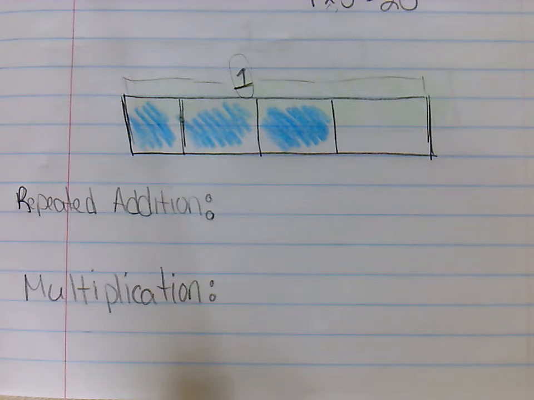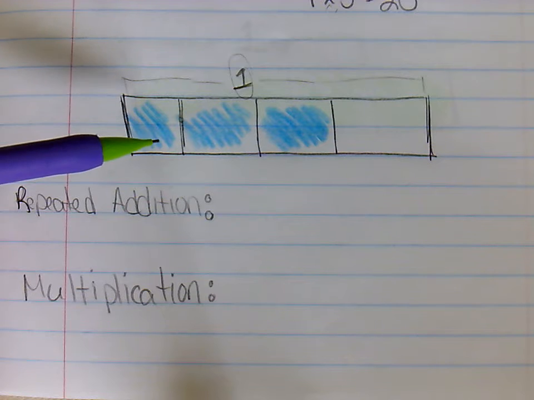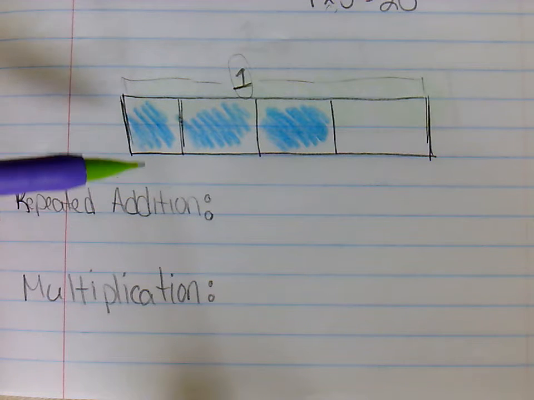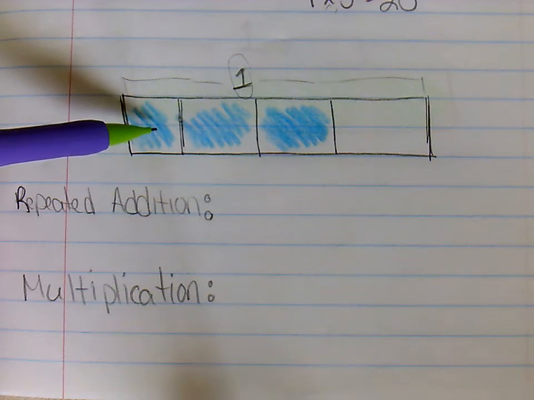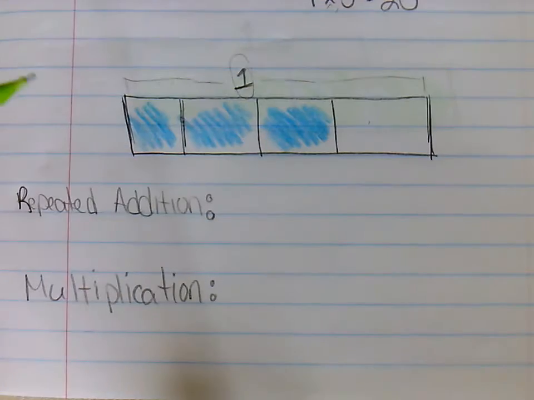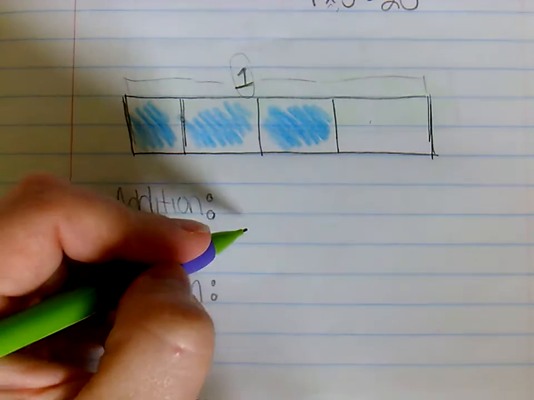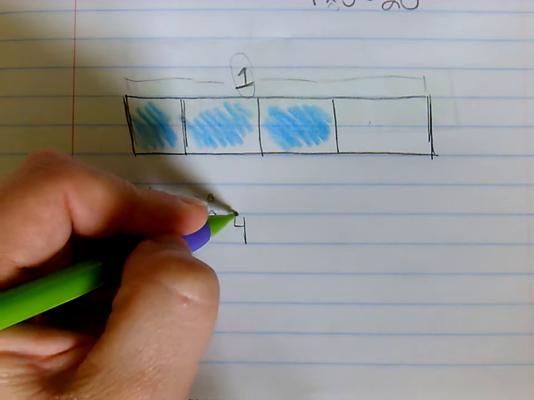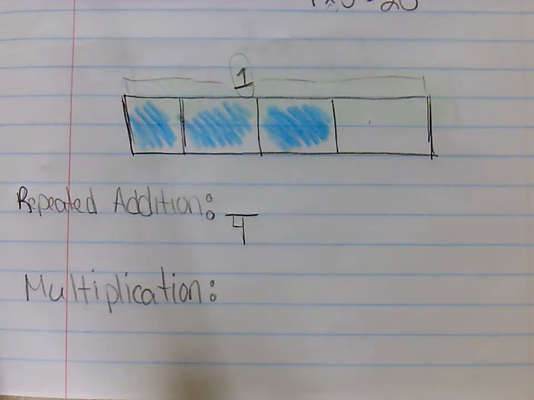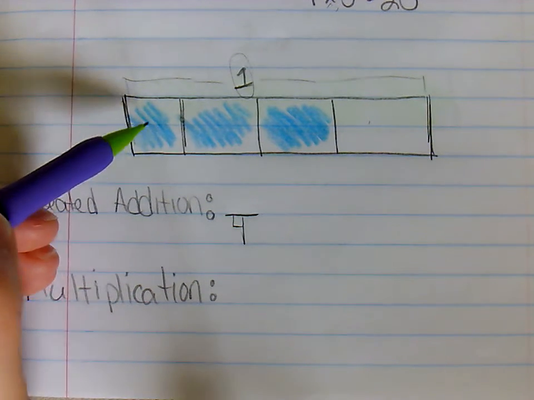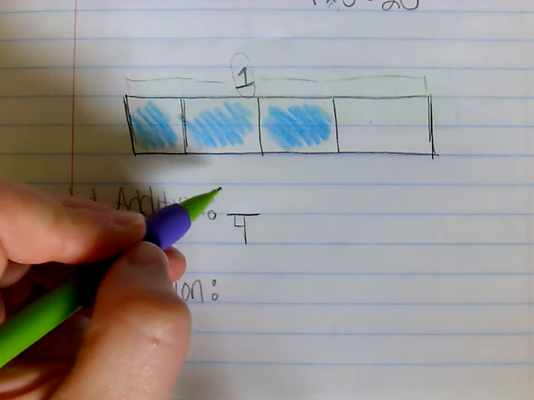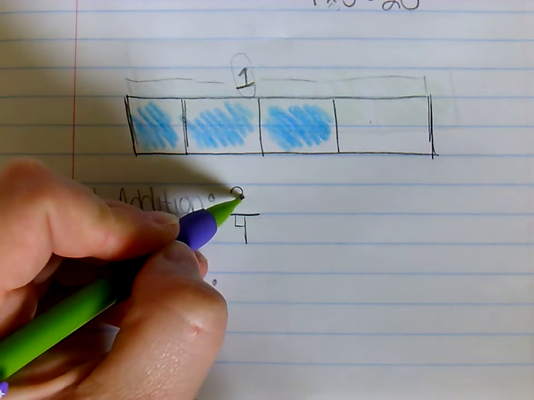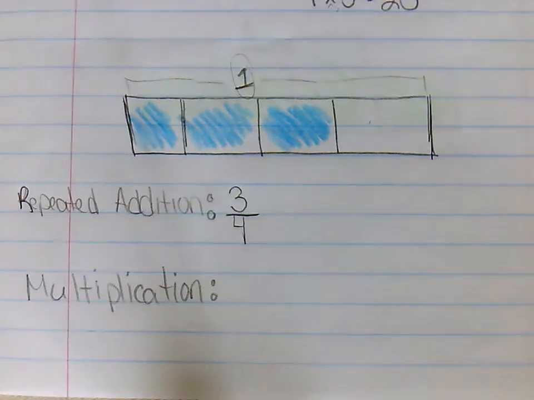If I were going to think about how I would write this, I would take a look at 1, 2, 3, 4 as my whole. So I know that 4 would be my denominator. That's the number of pieces in the whole. And then I want to take a look at the number of shaded. So I have 1, 2, 3 equal parts that are shaded.